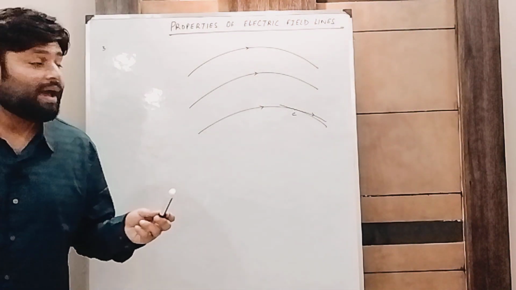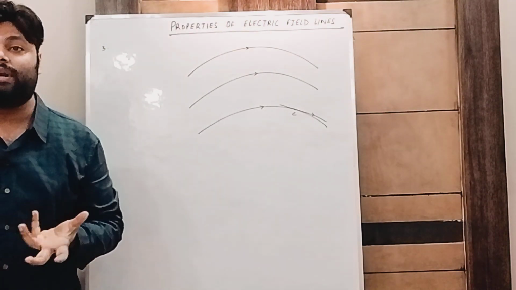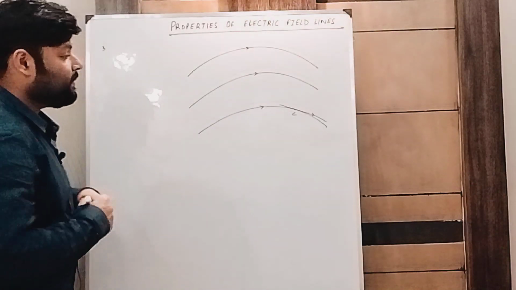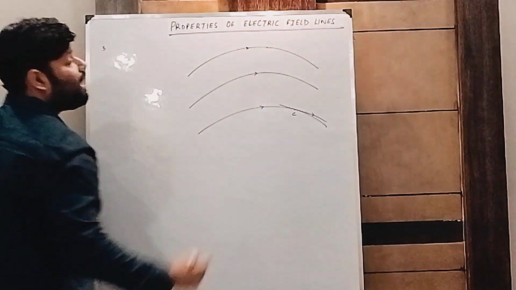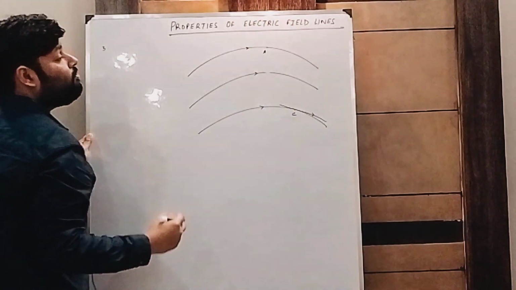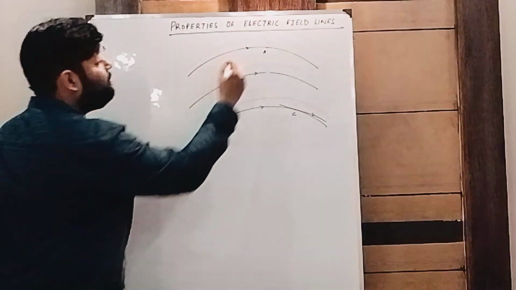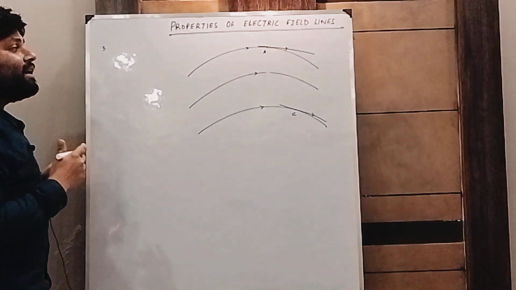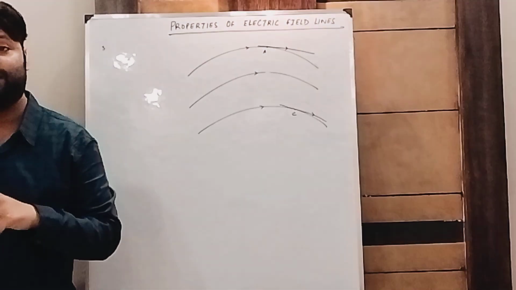Now the tangent at a particular point on the electric field lines is going to give us the direction of electric field at that point. Okay, you understood it? Let me take another point. Let's say I need to calculate the direction of electric field at this point. Let me name it A. Now what is the direction of electric field at A? How are we going to tell that? We are going to draw a tangent at point A. Once we draw the tangent, that tangent is going to give us the direction of electrostatic field.